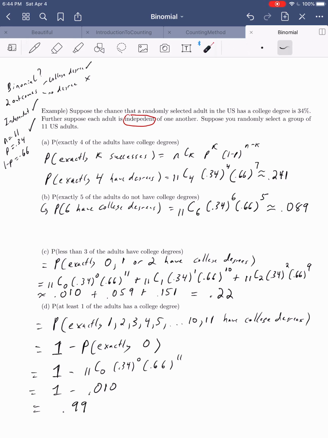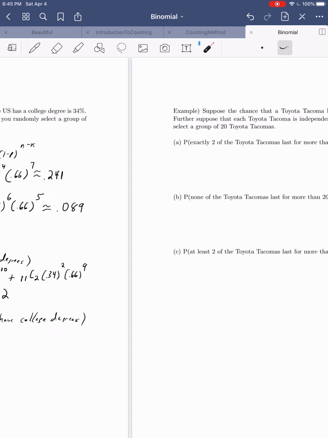So what this basically says is there's about a 99% chance that at least one of them has a college degree, which makes sense because it's a group of 11 people. There should be at least one, since about a third of the people out there have college degrees, at least one of those people out of the 11 should have one. It's about a 99% chance there. Okay, so that gives you guys a little bit of practice using this binomial formula. Let's immediately jump into another example of this just to get more used to using this formula.